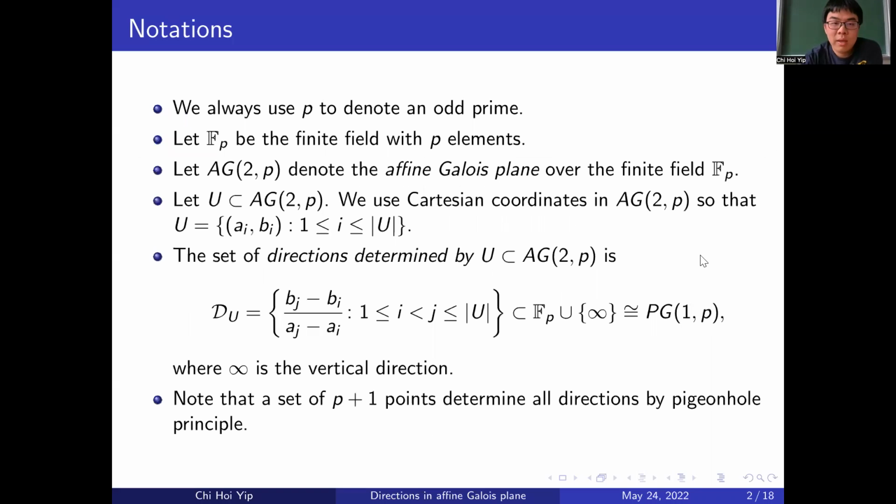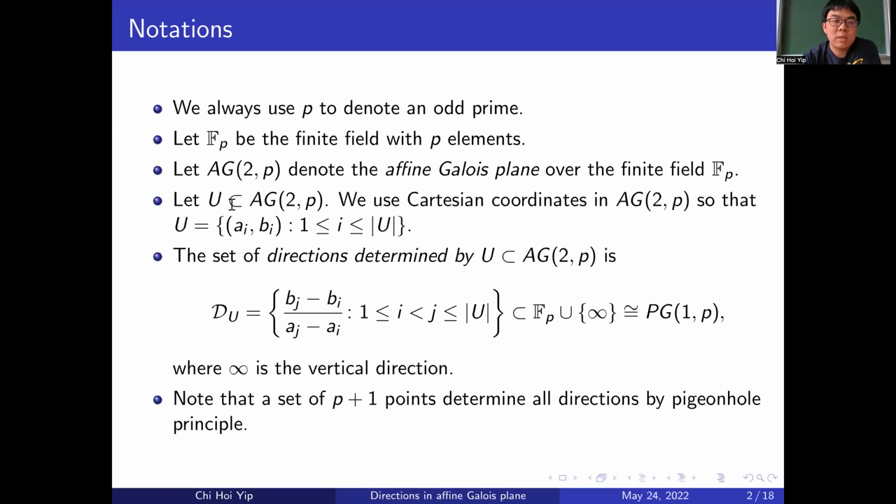So I would like to begin by introducing some notation. We always use P to denote an odd prime, and FP is the finite field with P elements. AG2P is the affine Galois plane over the finite field FP. This is just FP times FP, the two-dimensional space over FP.